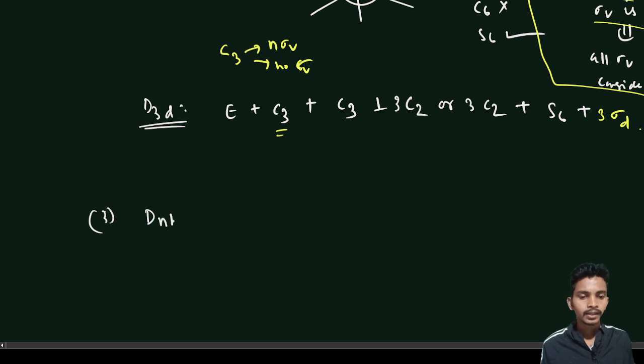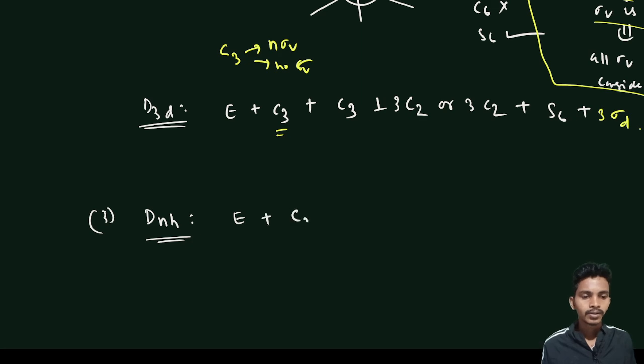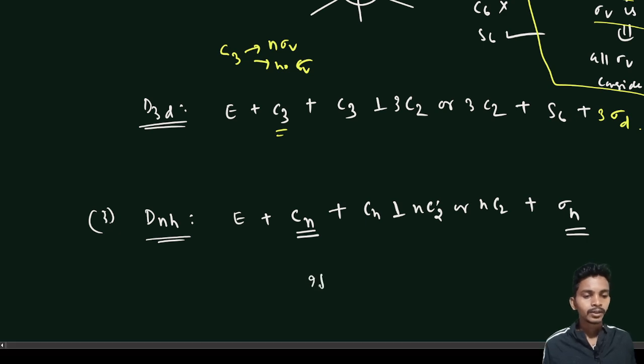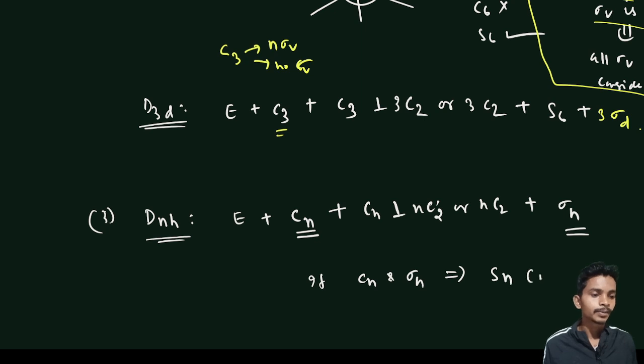Dnh. So what are the symmetry elements? E plus Cn and another will be Cn perpendicular to C2, or you can simply write nC2, and another thing is that here h has come, so here σh is present. And note that if Cn and σh are present, always remember, if Cn and σh are both present, then Sn must be present.